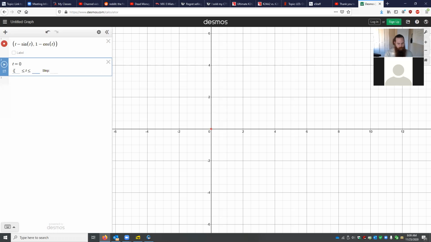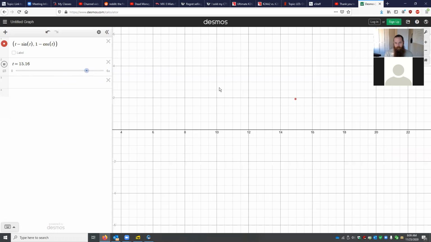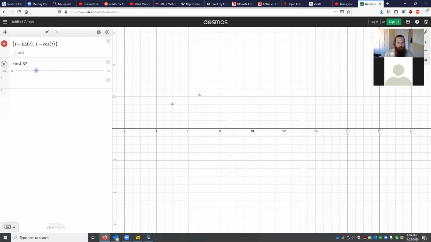So we'll go to how about 6 pi, step size 0.01. Here's this particle moving. You see it? Look at it go. And now it's going to come back. So this is really what a parametric curve is. It's a particle moving along a path. And in this case, the path is what's called a cycloid.